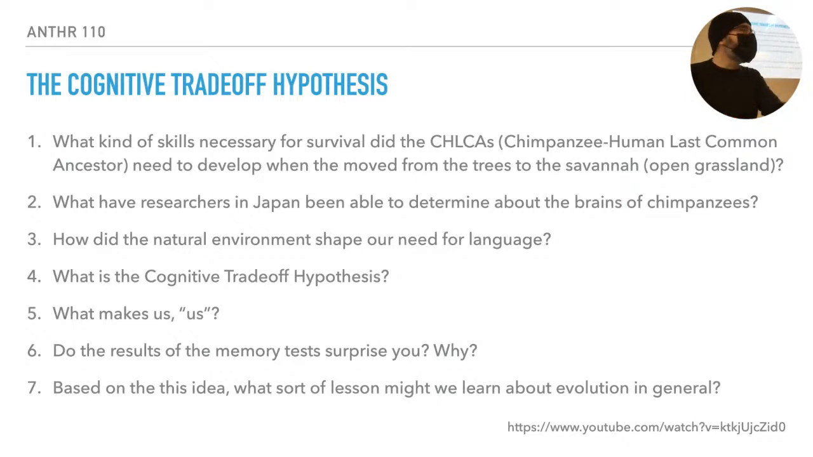We're going to visit a primate research lab in Japan, and the lead researcher there has discovered a very interesting difference between chimpanzee brains and our brains. And I think you'll be very impressed and probably surprised at what you see. Again, how did the natural environment shape our need for language? What's the cognitive trade-off hypothesis? That's what we'll hear about in this video. What makes us us? Do the results of the memory test surprise you, yes or no? And what lesson might we learn about evolution in general from this short video?